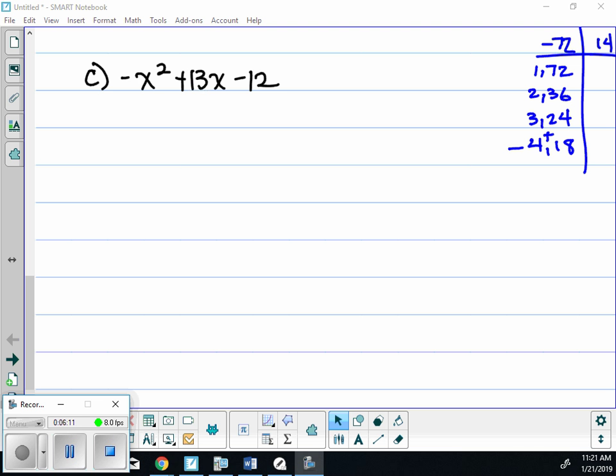What's different about C? What's different about C from A and B? It has a negative out front. Okay? That negative out front is going to mess us up unless we can get rid of it. And we can't make it disappear. But we can adjust by factoring that negative out of everything. So put a negative out front and change the signs of everything inside.